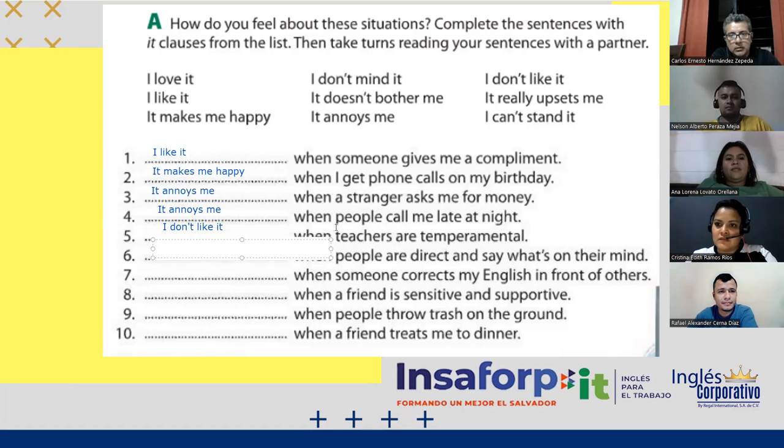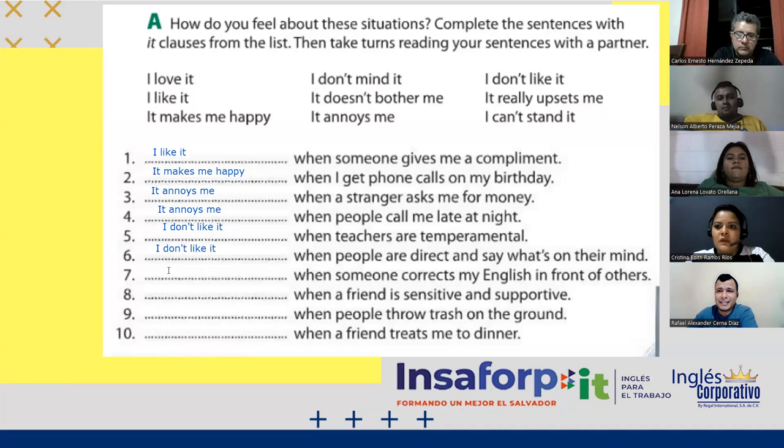I don't like it es todavía suavecito, okay? A ver, si de verdad eso le molesta, puede usar cualquier otra. It really upsets me. De verdad no, que me enoja, ¿verdad? O sea, it really upsets me. Is it recorded? Yeah. Okay. I don't like it. Okay. No problem.